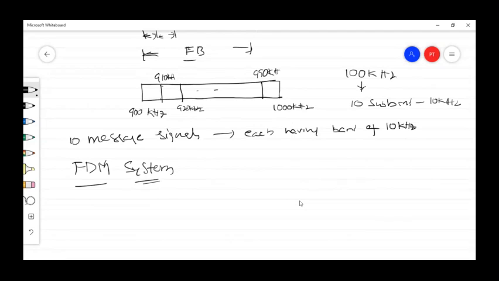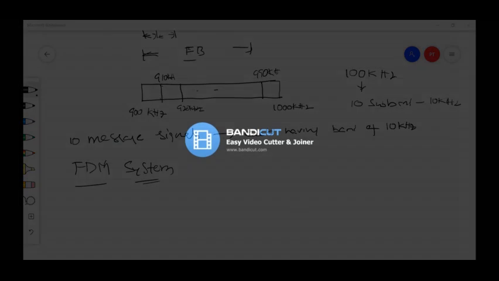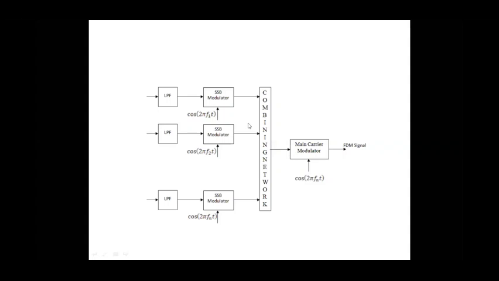Okay. In which the message signals are transmitted by performing frequency division multiplexing, and at the receiver it is demultiplexed to get back the original signals, isn't it? So let me show that one. In this FDM system, this is the transmitter. This is the transmitter. Okay.